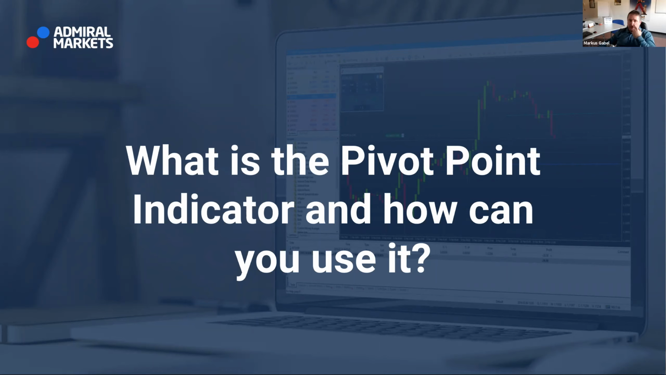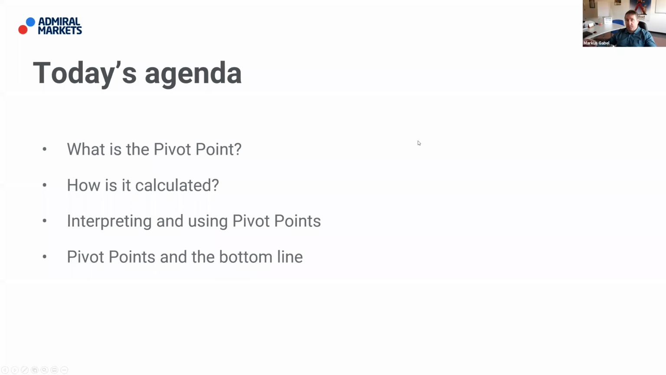And today we're talking about what the pivot point indicator is and how we can use it. We want to talk about the following topics: what the pivot point indicator itself is, how it is calculated, the mathematics behind this indicator, how we can interpret and use things like the pivot points, and of course some different secrets about the pivot points and the bottom line.